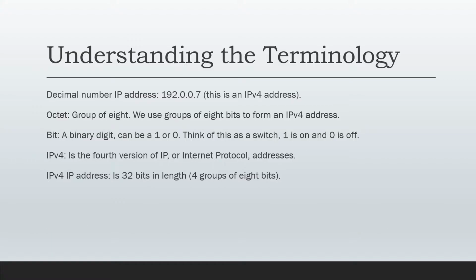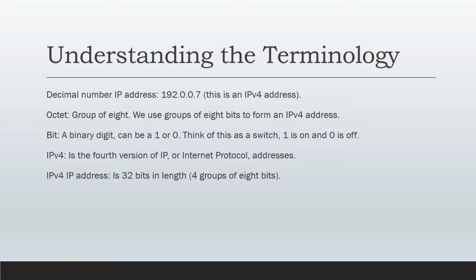An octet. An octet is a group of 8. We use groups of 8 bits to form an IPv4 address. A bit is a binary digit. It can be a 1 or a 0. I like to think of this as a switch, which is 1 is on, 0 is off. That'll make more sense as we move through as well. IPv4 is the 4th version of IP, or Internet Protocol addresses. An IPv4 IP address is 32 bits in length. It's 4 groups of 8 bits, or 4 octets.